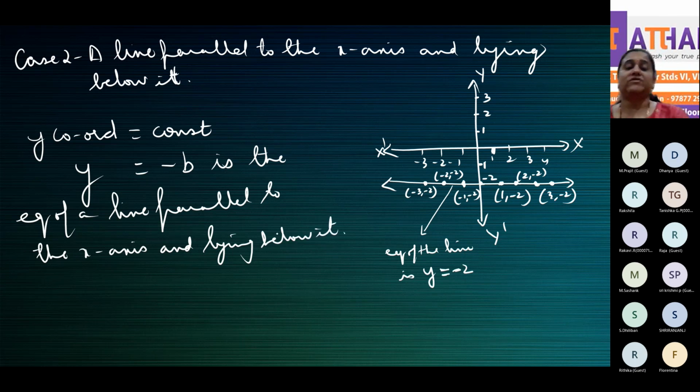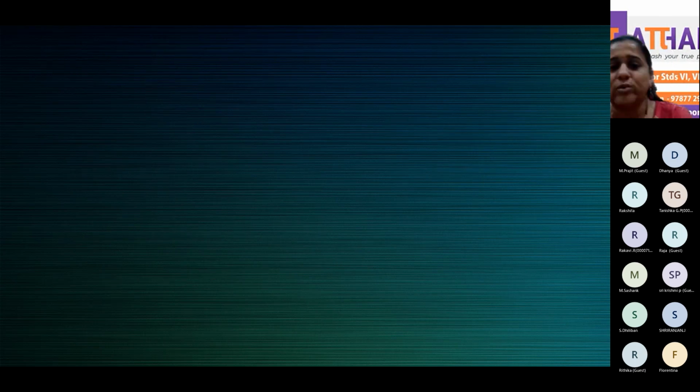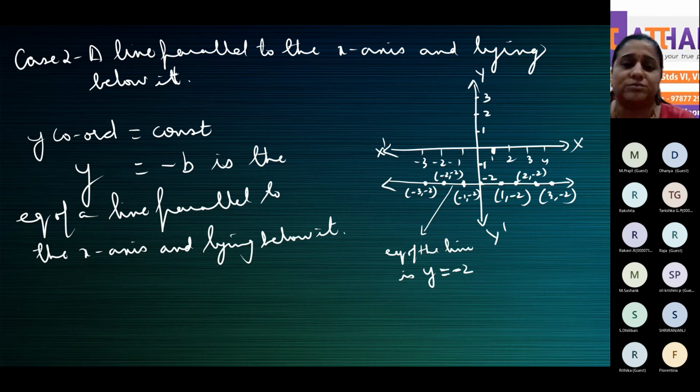How to remember? If it is parallel to the x-axis, it will be y is equal to something. In both the cases where the line is parallel to the x-axis, the equation is y is equal to something. It's not x is equal to, it's y is equal to. If it's parallel to the x-axis, then the equation is y is equal to a number. So if it is above the x-axis, y is equal to a positive value. If it is below the x-axis, y is equal to a negative value.